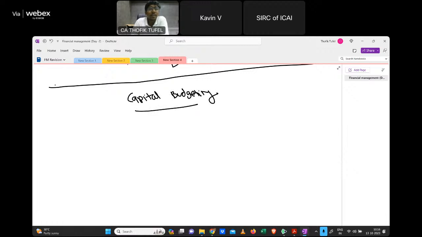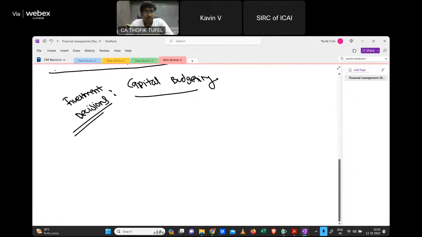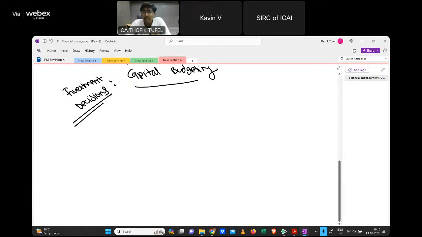Capital budgeting, the chapter name is investment decisions. Now, in investment decisions, it is one of the important chapters. Why? What is the reason? The reason why investment decision is important is because it includes a huge amount of money. I'm telling why this chapter is important, why you have to learn this chapter.